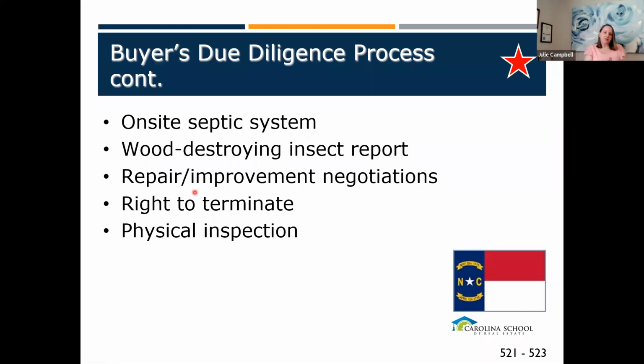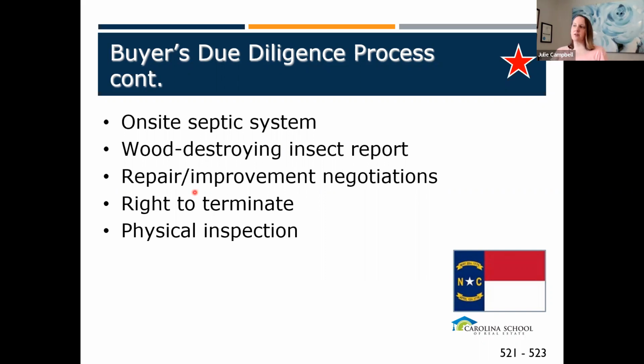During the due diligence process is that buyer's right to terminate. They can terminate for any reason or no reason up to 5 p.m. on the agreed upon due diligence date. They're not in breach until after due diligence. During due diligence, what they have is that right to terminate. That's what they pay the due diligence fee for.